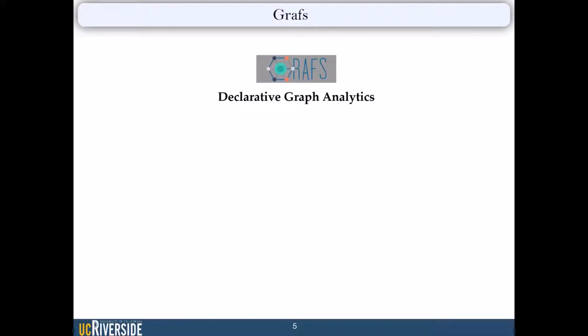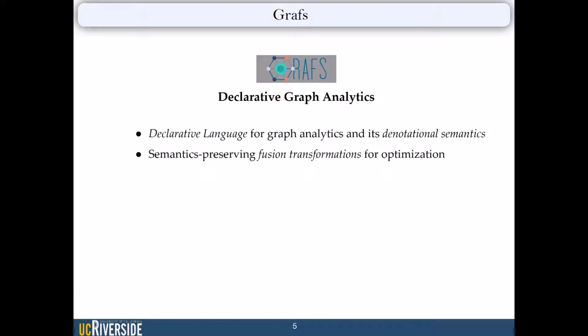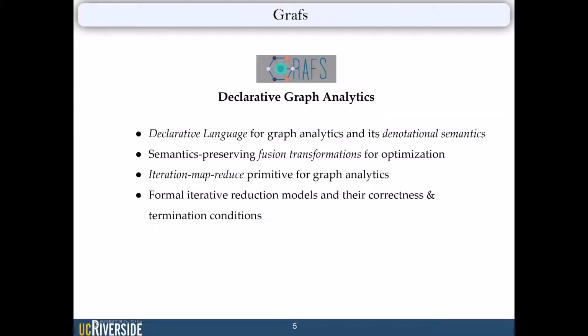As a solution, I present Grafs. Grafs is a high-level declarative language for graph analytics. It features semantics preserving transformation rules that optimize the program. We have identified three core primitives in graph analytics called iteration, map, and reduce. Grafs is backed with formal definitions of iterative models and their correctness and termination conditions.